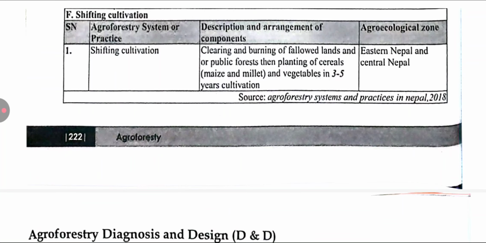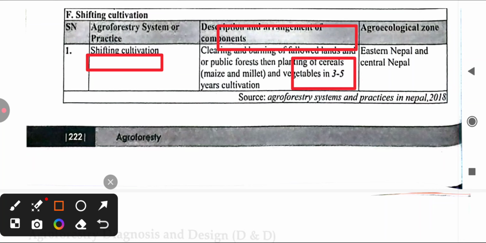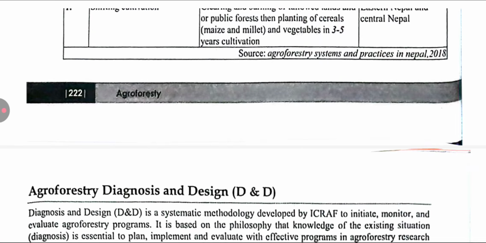Silvi system, shifting cultivation. Shifting cultivation: cleaning and burning of fallow land and or public forest, then planting of cereal, maize and millet and vegetable in 3 to 5 years cultivation, eastern Nepal and central Nepal.